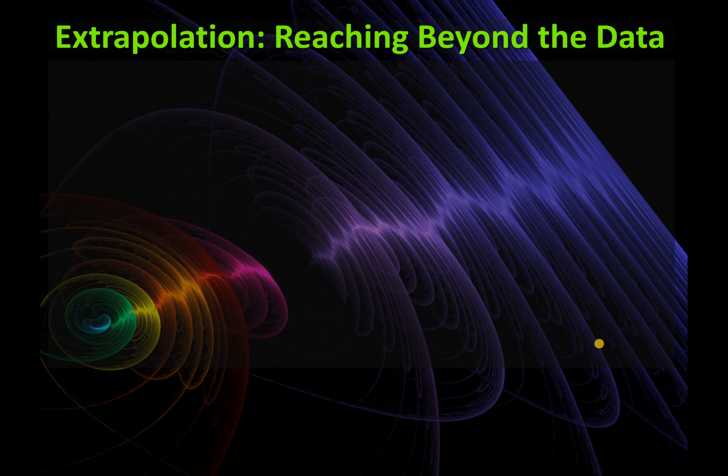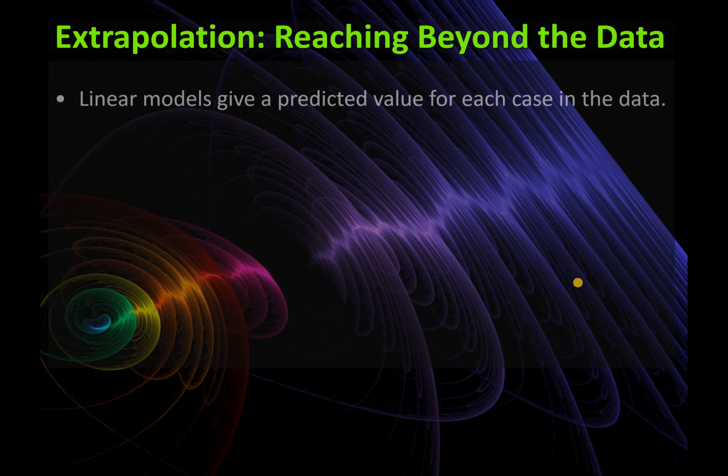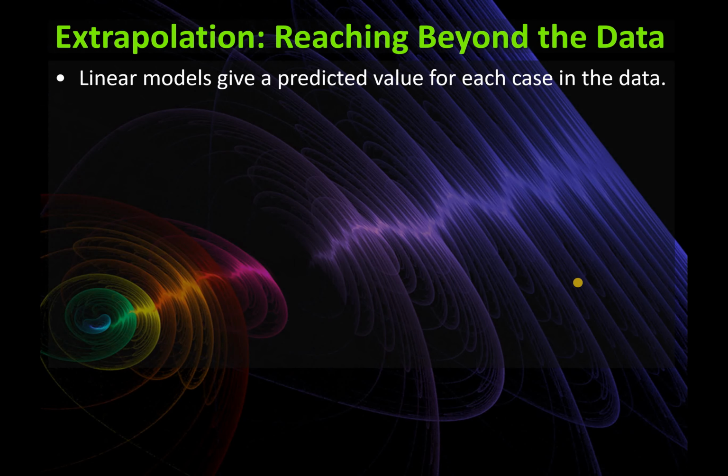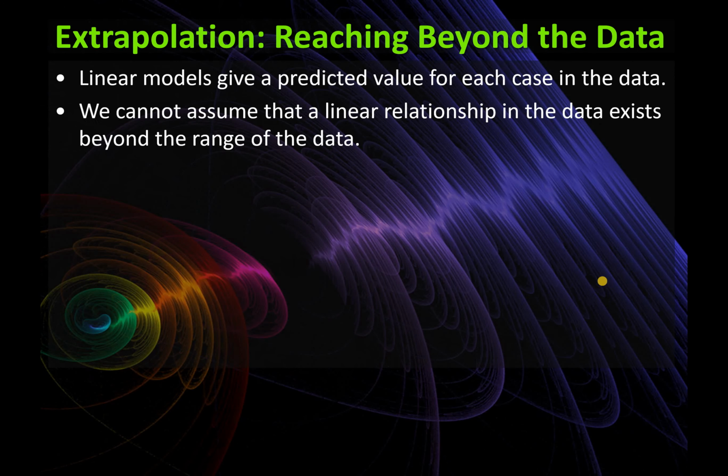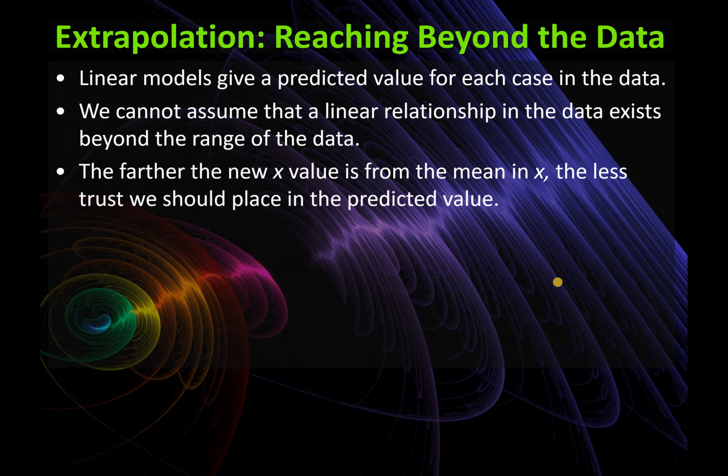One of the biggest mistakes that people make in regression models is extrapolation. Extrapolation is kind of like fortune telling. A linear model's purpose is to make a predicted value, but the predicted value is based off of data that we've gathered. We have to be very careful because we cannot automatically assume that the same linear relationship is going to exist outside our range of data.